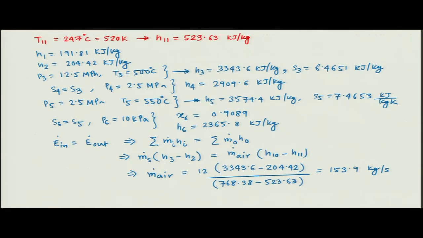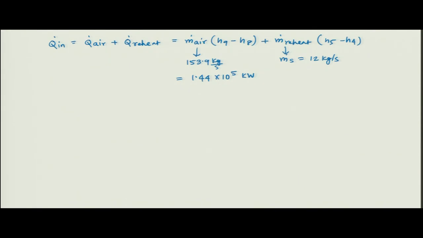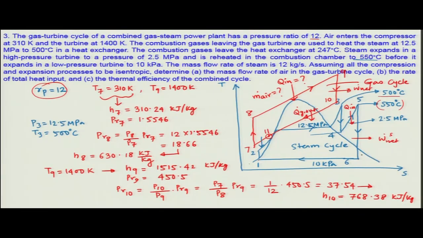Next question is that we have to find out the thermal efficiency of the combined cycle. For thermal efficiency, we need to calculate the amount of heat rejection. So first we will start with the q dot out. Q dot out is basically q dot out of air plus q dot out of the steam cycle. So this is the gas turbine cycle, this is the steam turbine cycle. If you look at the diagram, 11 to 7 there is q dot out, and between 6 to 1 there is q dot out. So there is heat rejection during this process and during this process, and I have to add both of them.